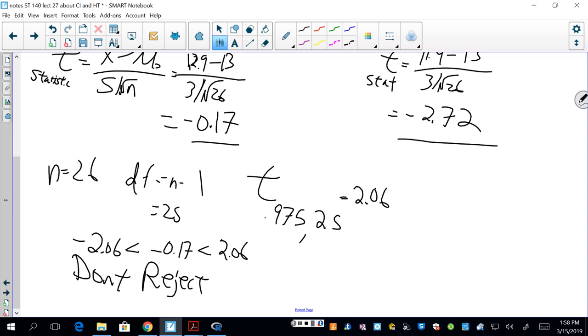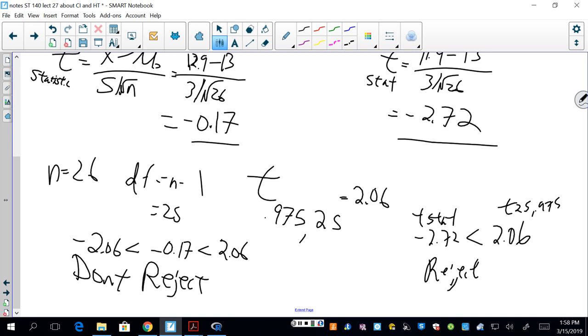But that other one is below the lower endpoint, right? So it's more standard errors away. Here, negative 2.72 is less than negative 2.06. This is the t statistic value. This is the t25 value with the 0.975 on it. Over here, we do reject. We do think it's not equal to that, and it would be lower. Any questions?